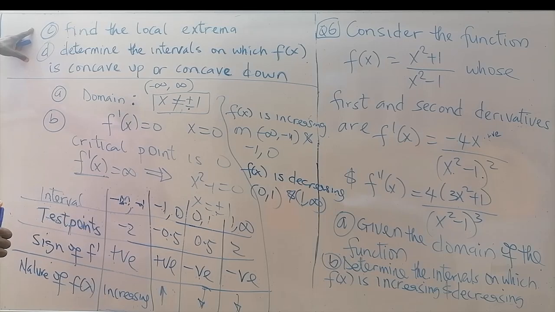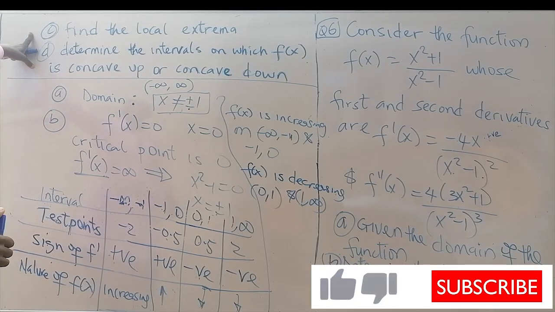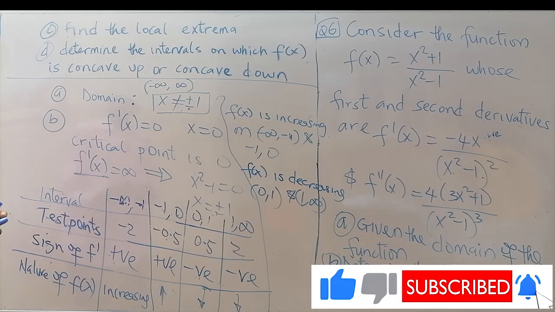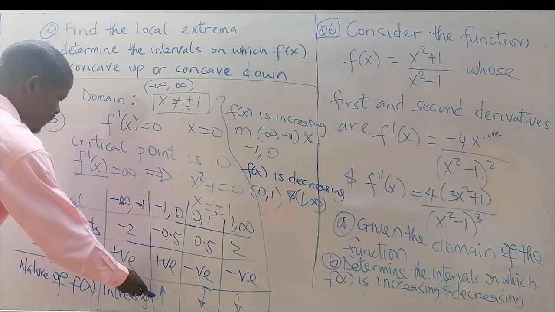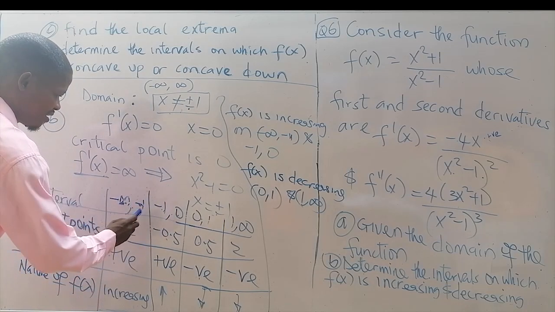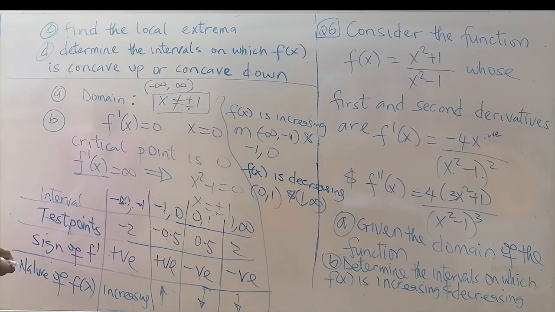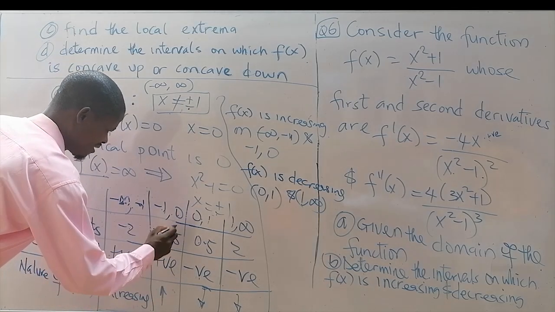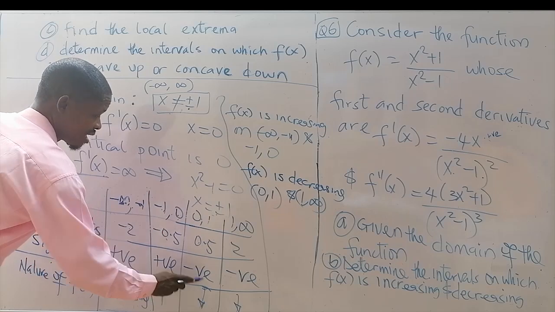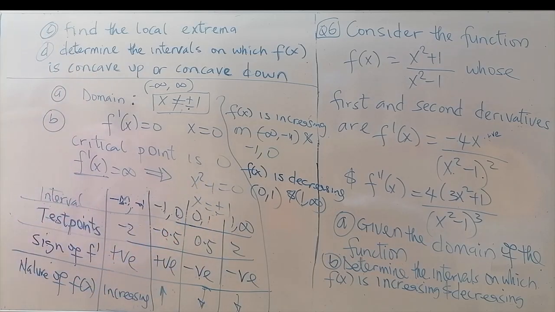The C part, find the local extrema. What that means is, is there any minimum point or any maximum point? We're going to make a judgment based on what we have here. You can see it's increasing up to this boundary, and at 0 there is a change in the sign. It started decreasing at point 0. That means x equal to 0 is going to be an extremum.